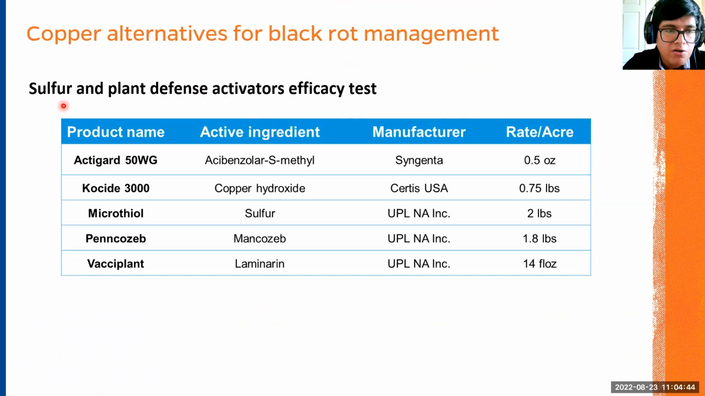So the first set of products focuses on sulfur and the plant defense activators, and we're going to focus on these 5 products: Actigard, COSI, Microthiol, Manzate, and Vaxiplant. The rates that I'm going to present here, and the rates for the upcoming trials, were selected looking for the highest rate on the label, but also considering the rates that growers use in their fields.